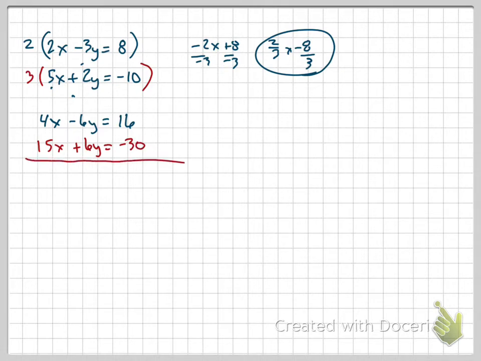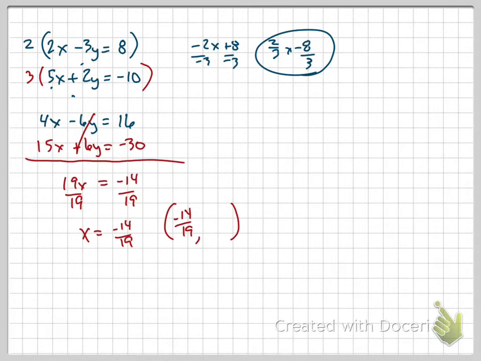What happens to my y's now? So now I have 19x equals, that crosses out, negative 14. Divide by 19, divide by 19, x is negative 14/19. That is my x coordinate, and how am I going to find my y coordinate? Plug it back in. Yes, I would expect you to be able to plug that back in and find an answer. Does that make sense?